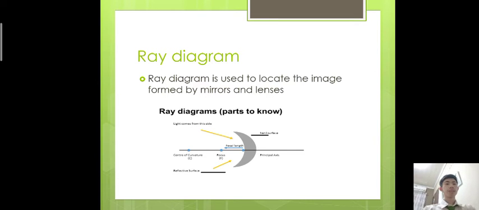Then ray diagram. Ray diagram is used to locate the image formed by mirror and lenses. That is the picture of ray diagram with the parts. The parts of ray diagram have C, center of curvature, F, focus, focal length between focus and vertex, and the middle line is principal axis.